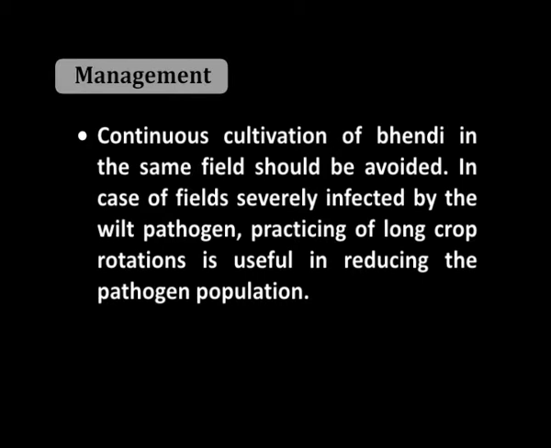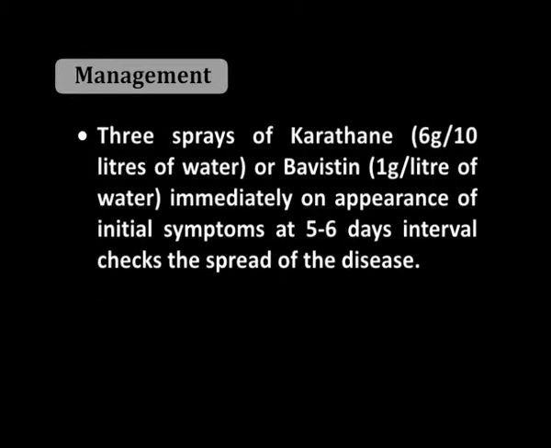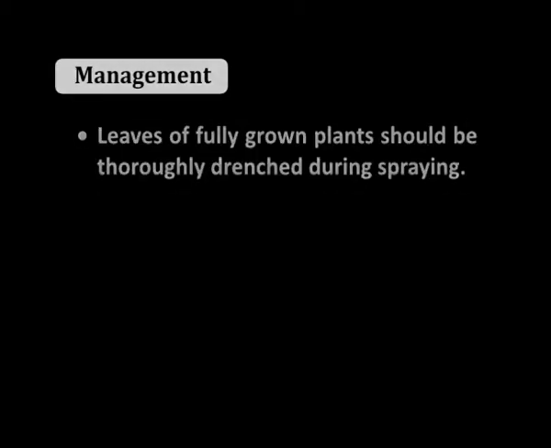In case of fields severely infected by the wilt pathogen, practicing of long crop rotations is useful in reducing the pathogen population. 3 sprays of Carathan at the rate 6 gram per 10 liter of water or Babistin at the rate 1 gram per liter of water immediately on appearance of initial symptoms at 5 to 6 days interval checks the spread of the disease. Leaves of fully grown plants should be thoroughly drenched during spraying.